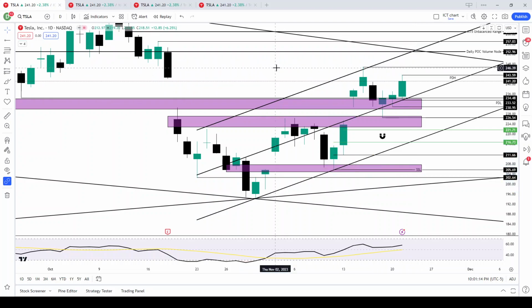Other things we're looking at here again is that we're in the upper quadrant. We have our previous day high coming in at 243.50 basically. We have buy side liquidity at 246.66.